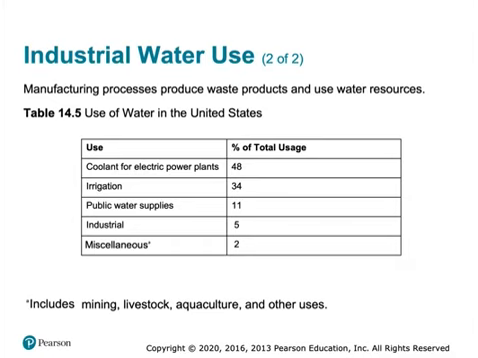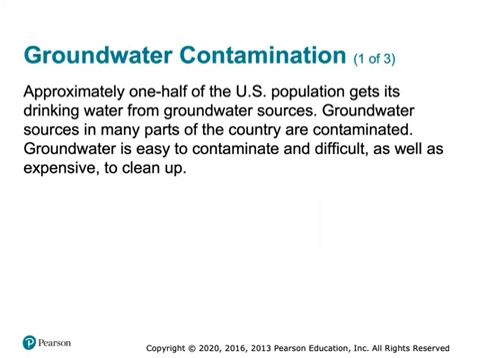Okay, and what do we use water for in the United States? To cool electrical power plants, so that causes thermal pollution. Irrigation for our crops, public water supplies, that's for our drinking and using the toilets and showers and that kind of thing. Industrial use and miscellaneous kind of stuff. Miscellaneous includes mining, livestock, aquaculture, various uses. And about 1/2 of the U.S. population gets its water from groundwater use. I get my water from groundwater use in Wailuku. That's where we get our water sources, groundwater.